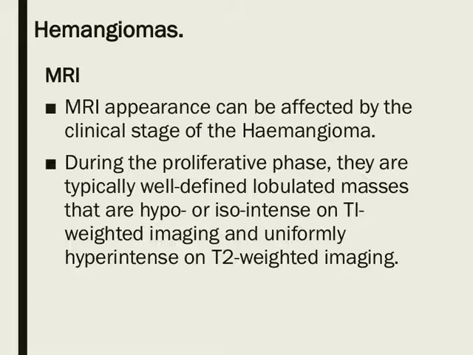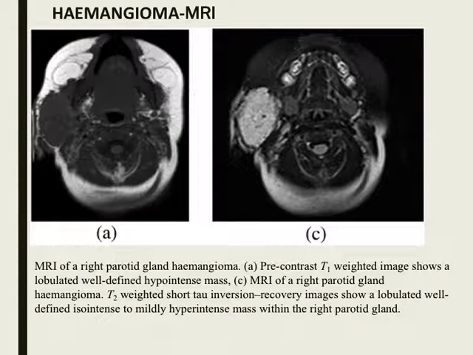So as we've mentioned, it's iso to hypointense on MRI T1 and hyper on T2. So that's the imaging over there. Clinical history will be very, very important, and other imaging modalities will be essential because most pathologies are hyper on T1, hyper on T2.